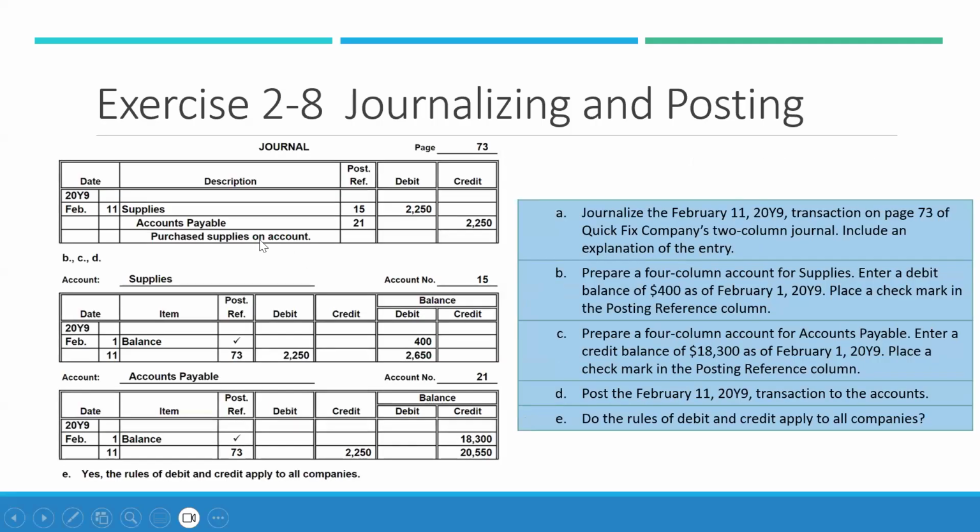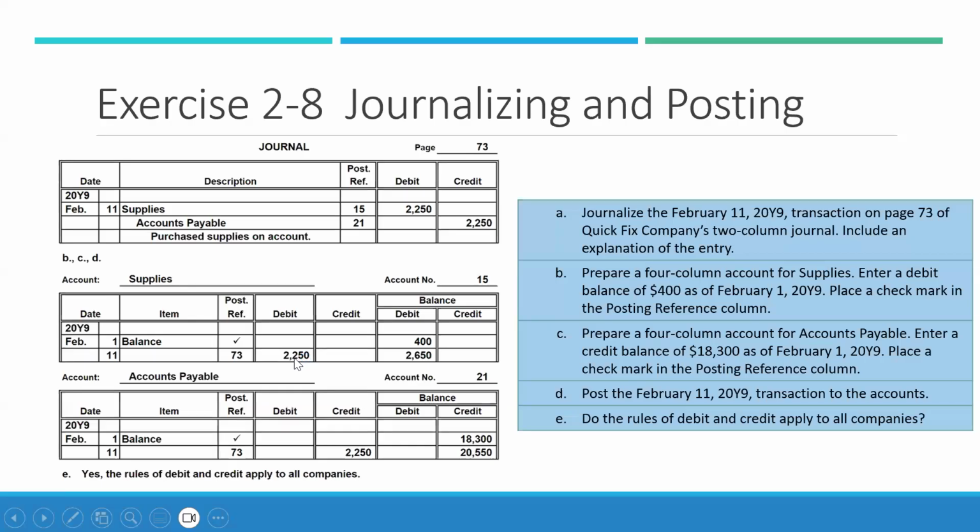So do you see here, we're showing on February 11th, our journal entry is a debit to supplies for $2,250, and we credit accounts payable for $2,250. Okay, then we explain we purchased supplies on account. Then what we do is we post this debit to supplies of $2,250. Do you see how we posted here February 11th, $2,250?